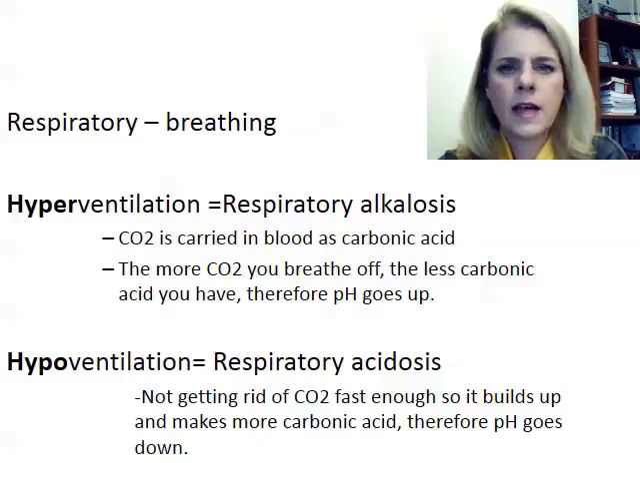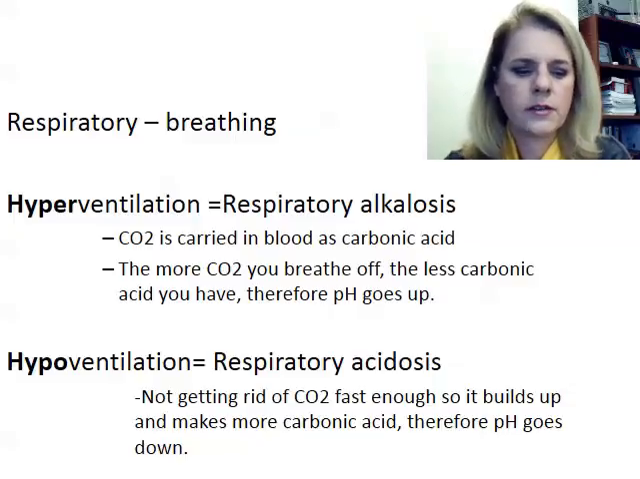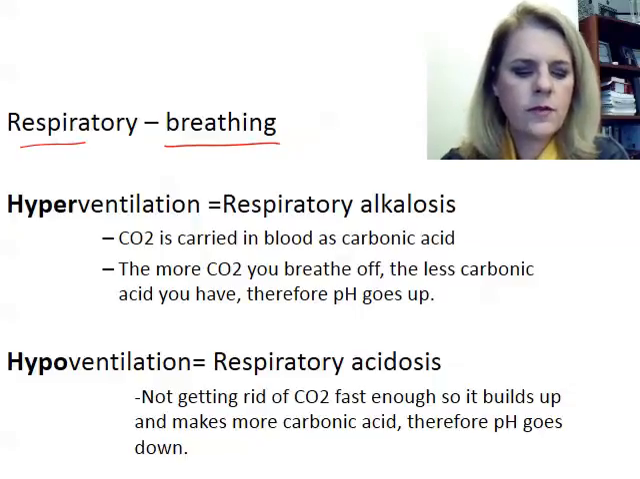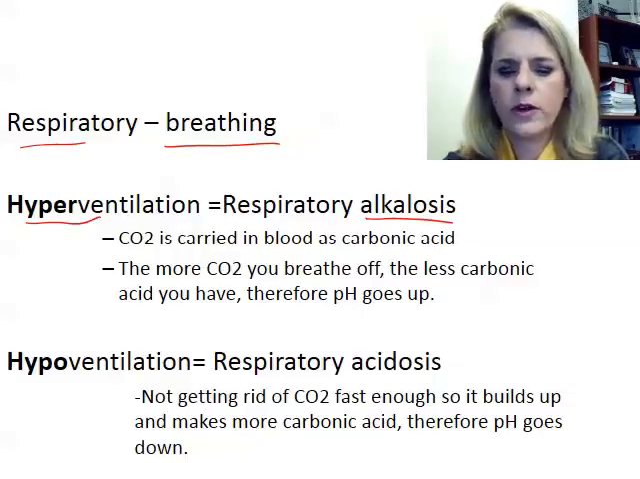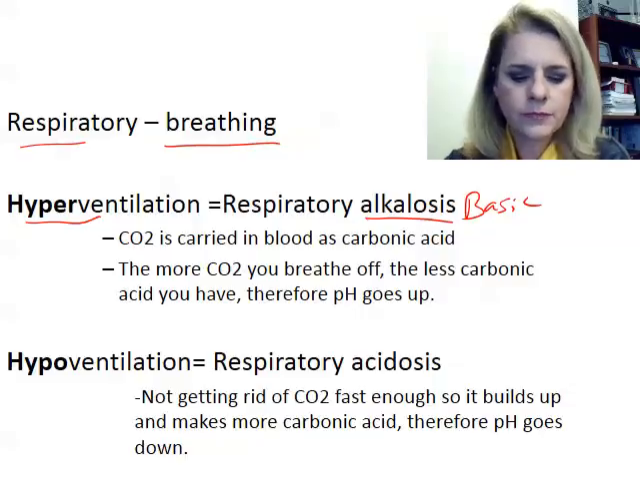So what are some examples of your respiratory system affecting your pH? Remember, respiratory is breathing, okay? Breathing in oxygen, blowing out CO2. And so if you breathe too fast, if you hyperventilate, the condition that's going to result is called respiratory alkalosis. So that's more what? Basic. So why does that happen?